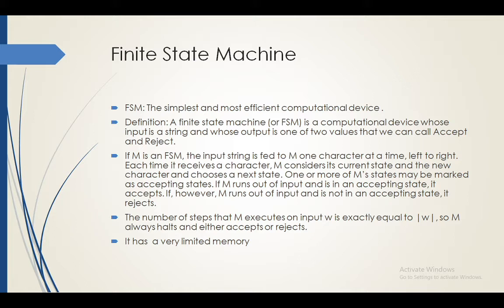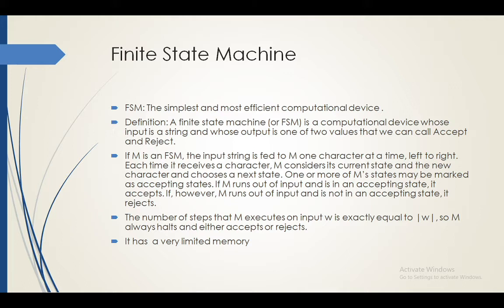So what is a finite state machine? A finite state machine is a machine which takes a string as the input. It will read the string left to right, a single character at a time. Then each time when it receives a character, the machine considers its current state and the present character read. Based on that, it will choose the next state. If the machine finished reading the input string, and if it is in an accepting state, then it produces the output that the string is accepted. If the machine reads all the input, and if it is not in an accepting state, then it produces the output as reject.